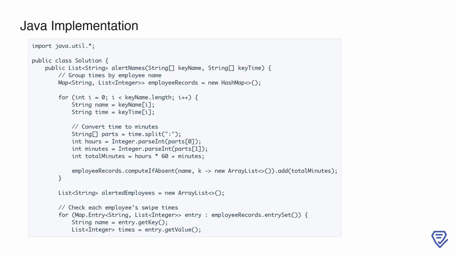Each time is split into hours and minutes, and then converted to total minutes for easier calculations. The computeIfAbsent method ensures that each employee has an associated list, and we add the converted time to that list. After grouping the data, we initialize a list called alerted employees to store the names of employees who meet the alert condition. The next task is to check the swipe times for each employee, which we'll address shortly.